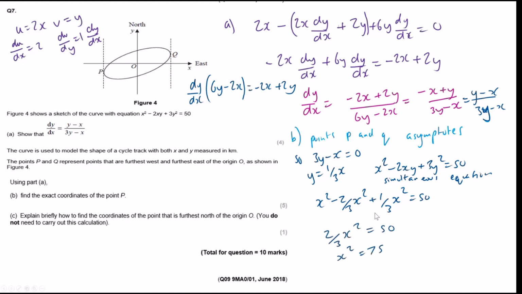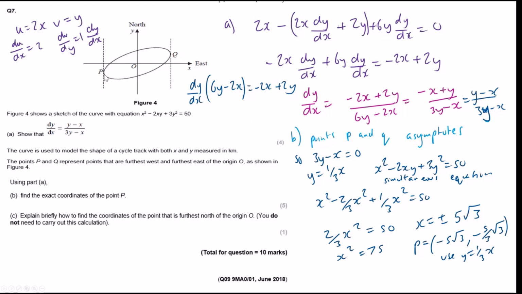Once you've got this, you can unlock this. Obviously, you multiply out. You can simplify to 2 over 3 x squared, because these are all terms of x squared. So times by 3 divided by 2, x squared equals 75. So you get your x as plus or minus 5 root 3.